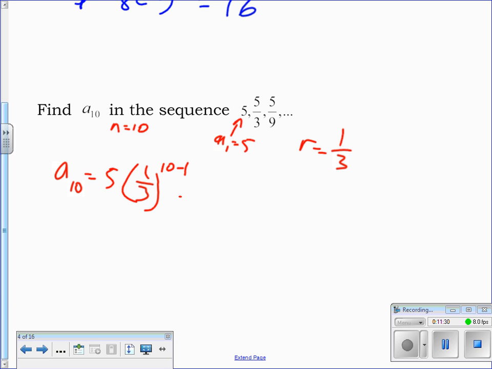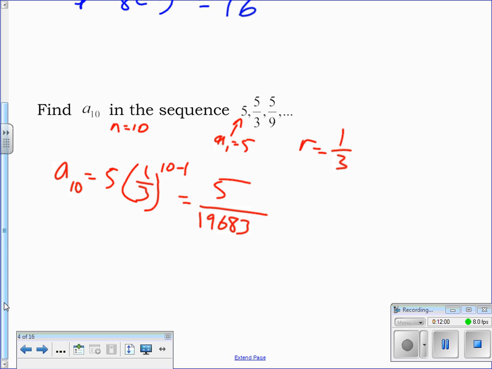So you should get 5 over 19,683. Okay, now, some calculators, it's my understanding, are having issues and giving you some big fat decimal instead. Here's what you need to understand.